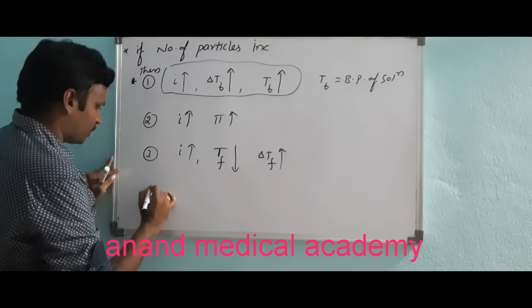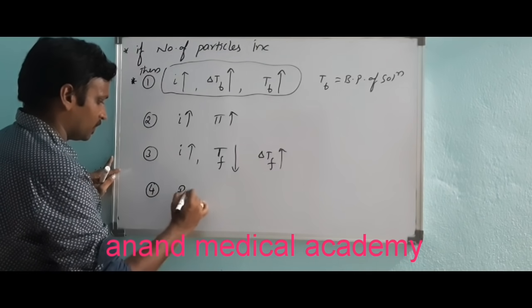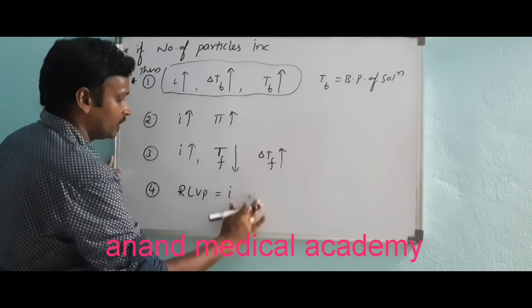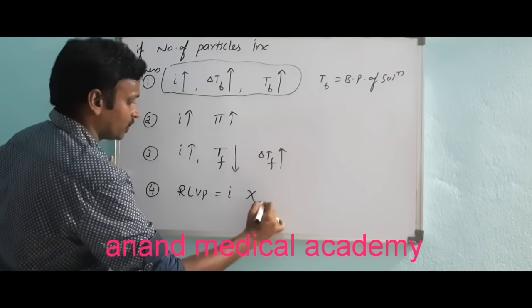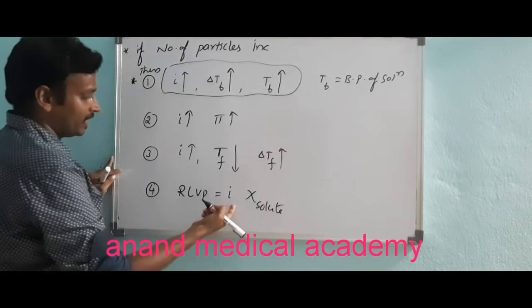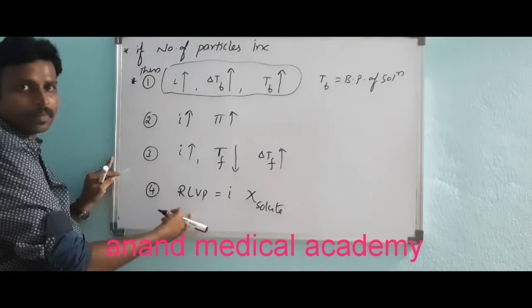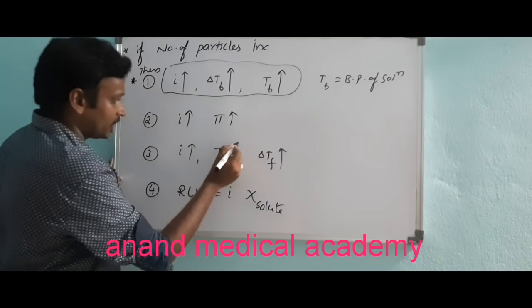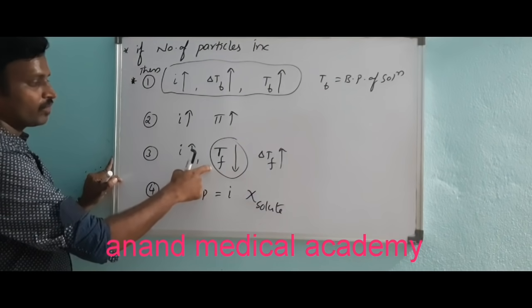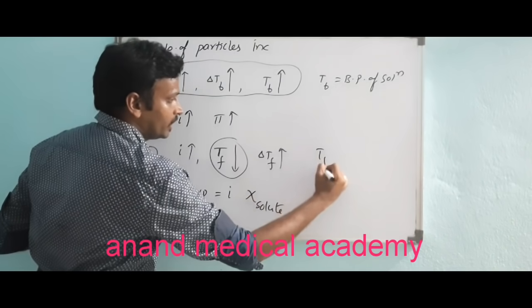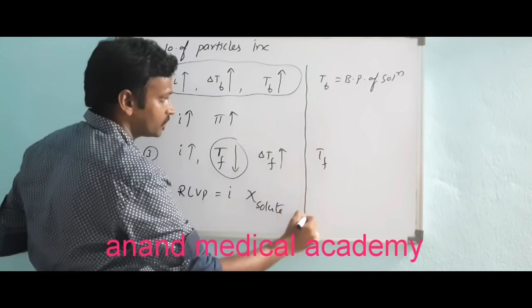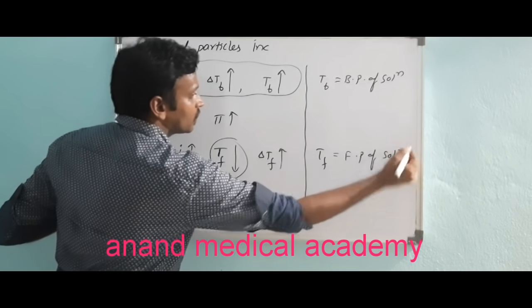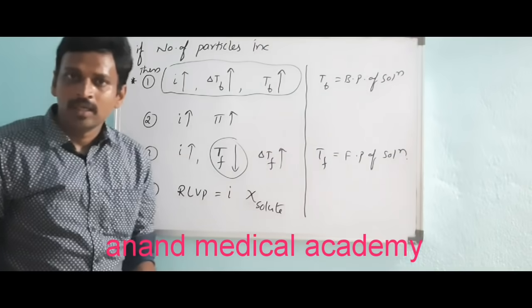Same if they ask RLVP also. RLVP is equal to i into mole fraction of solute. So as i increases, relative lowering of vapor pressure also increases. So i is directly proportional for everything, but the only thing that will decrease is the freezing point of solution, where Tf is the freezing point of solution. That's it.